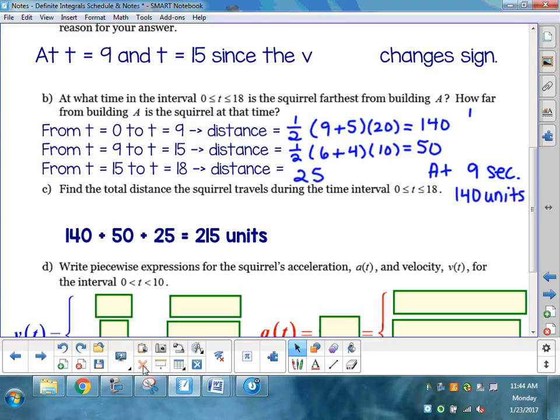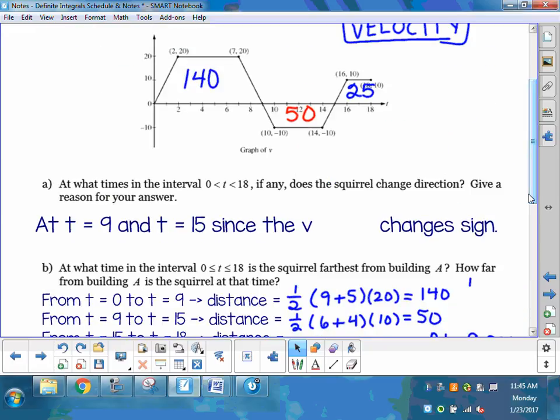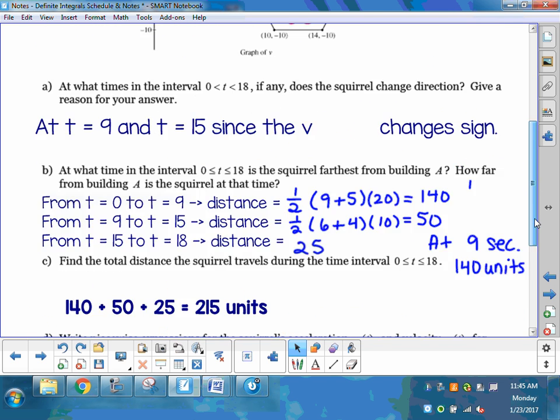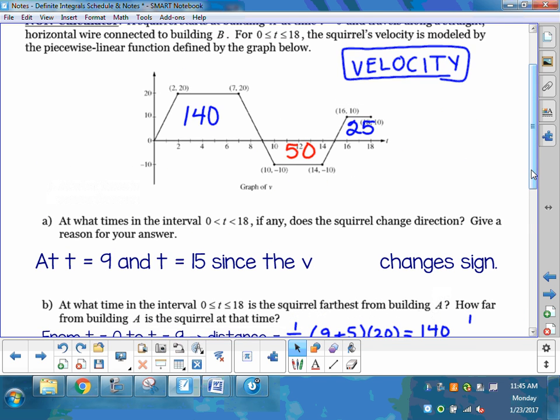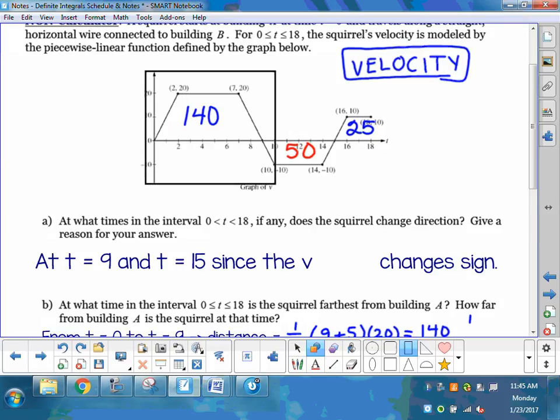Now, write a piecewise expression for the squirrel's acceleration and velocity for that interval. First thing up, I need to write an expression to represent the squirrel's velocity. When is it from? From 0 to 10. So I look at this. I need to find a piecewise function that models this range right here. Looking at what you have from here to here, that's what I model.